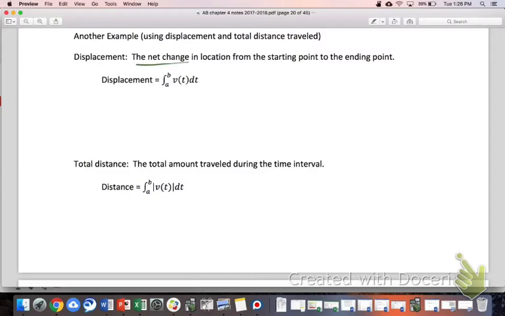Total distance traveled, of course, is a little bit different. Total distance traveled takes into account the fact that you might have gone one direction and then gone back the other direction, and it considers those to all be positive distances, and it simply adds up all those positive segments of your trip and gives you a full picture of how far you traveled. So I'm going to look at this from two different perspectives. The first one is a graph.